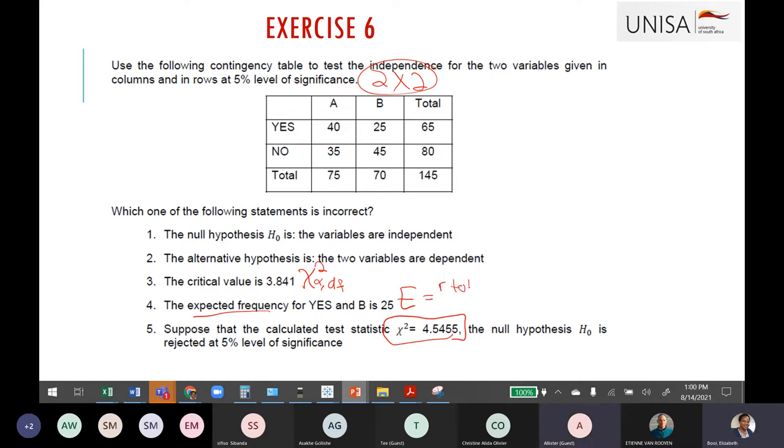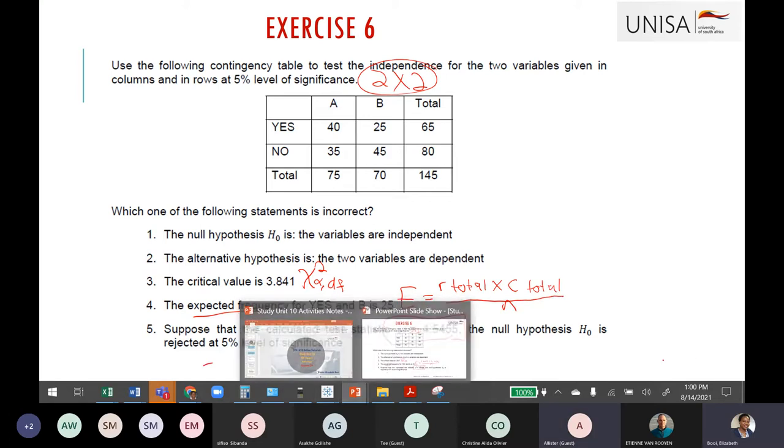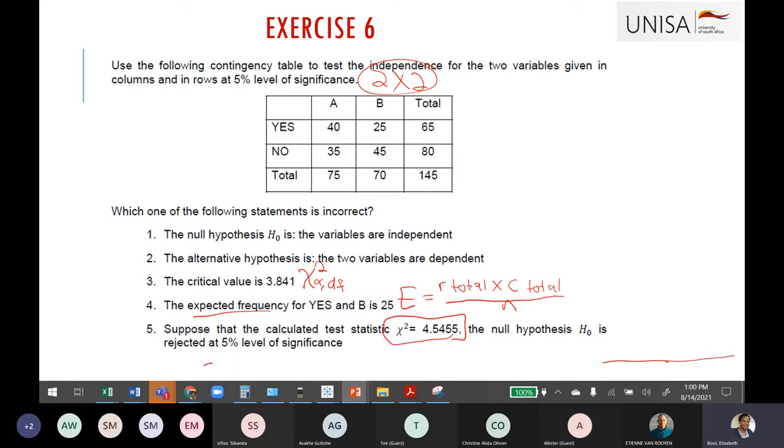Your row total times your column total divided by N. Here they're asking you, after you find your critical value, here is your test statistic, like we did with the last one. What is your critical value and will you reject your null hypothesis at that? Don't use the Excel sheet. Use the information in front of you.